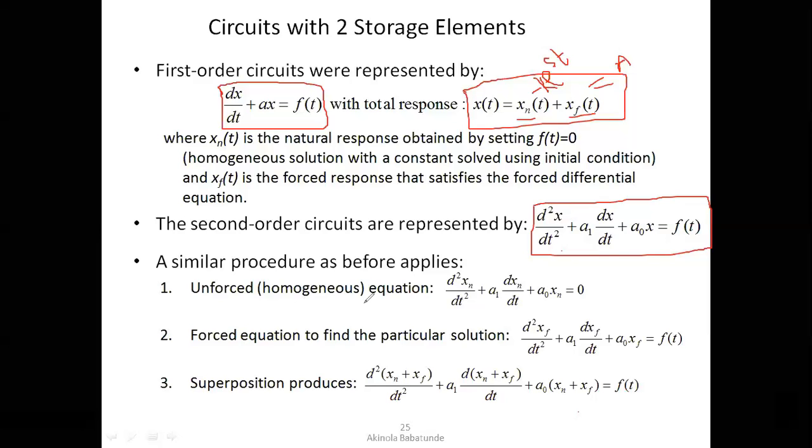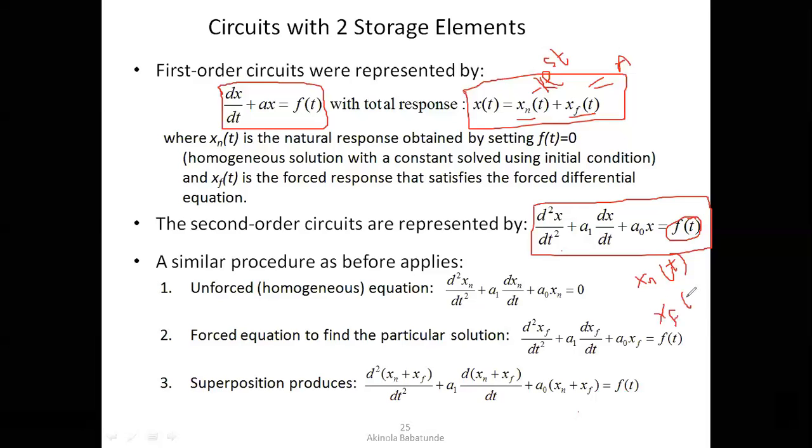First of all, we find the homogeneous equation, which is going to represent the characteristic equation. What you find here is that the forcing term, you ignore it when you want to find the characteristic or homogeneous equation. So you equate everything to 0 because you're not dealing with the forcing term. After that, you find the forced solution. To find it, you equate the entire equation to the forcing term. At the end of the day, you get your natural solution, which is going to be xn of t, and you also get your forced solution, which is going to be xf of t.